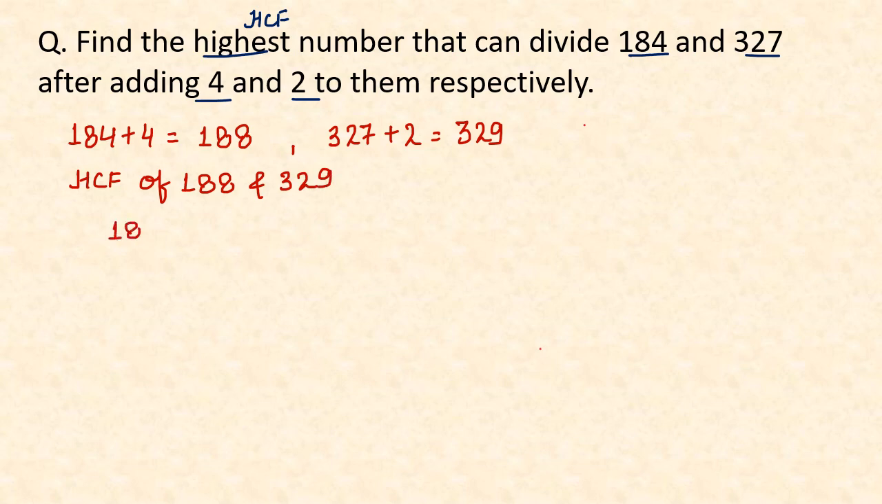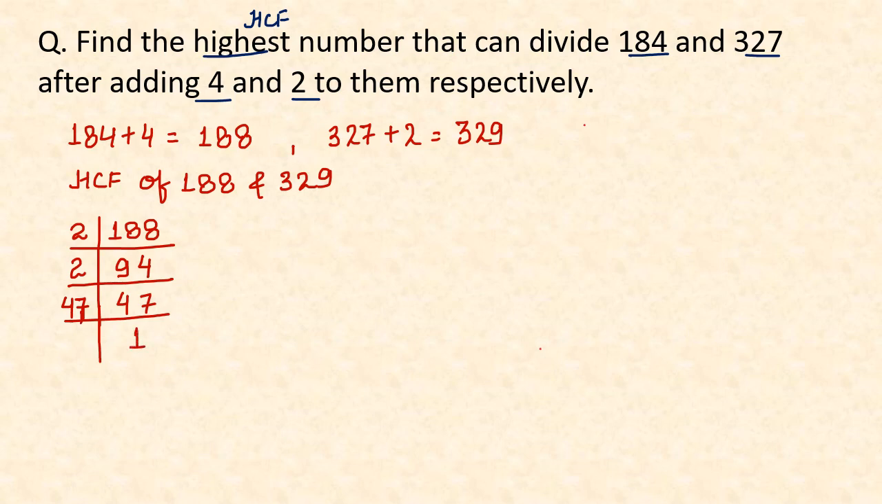So 188, start doing the prime factorization. It is divisible by 2. 2 9s are 18 and 2 4s are 8. We got 94. Again, it is divisible by 2. 2 4s are 8 and 2 7s are 14. The next number is 47. Now, 47 is a prime number. So, it will be divisible by 47 itself. 47 1s are 47.